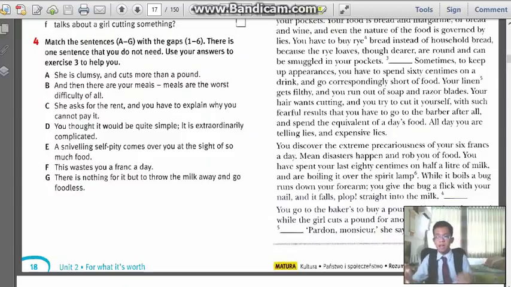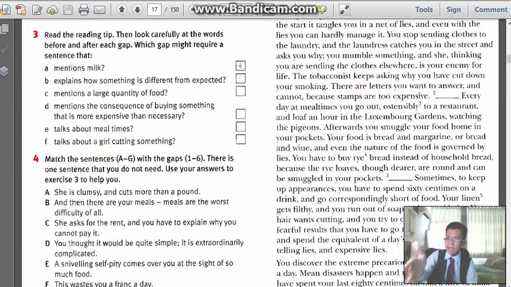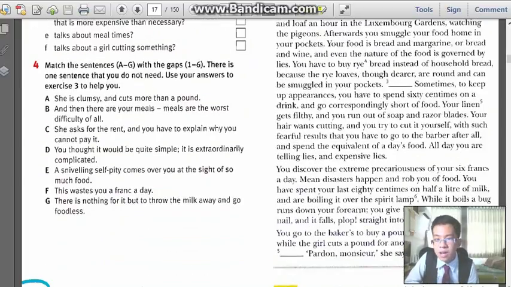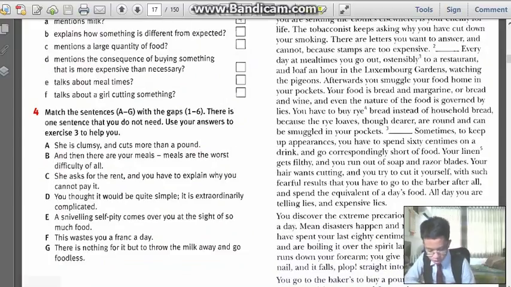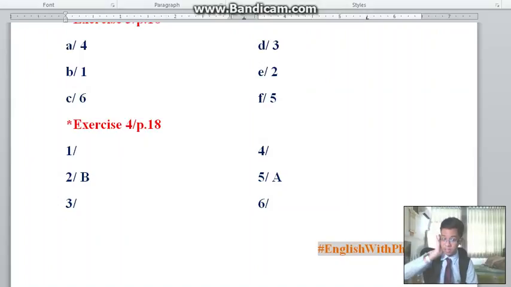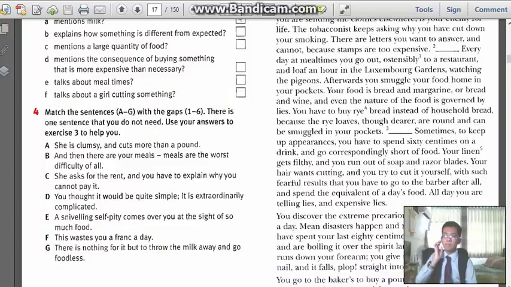So let's do it with me, okay? And then B. And then there are your meals. Meals are the worst difficulty out of all. So meals. What was talking about meals from A to F? Milk? No. Something different from expected? No. Large quantity of food? No, not yet. Consequence of buying something that is more expensive than necessary? No. Talks about meal times. E. Meal times match with blank 2. So the sentence B will be going with 2. Okay, 2B. Easy, right? So with exercise number 3, it can be easier for us to do.